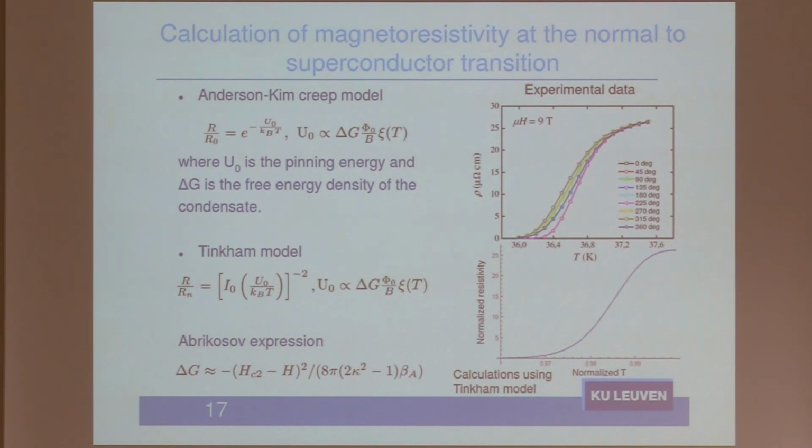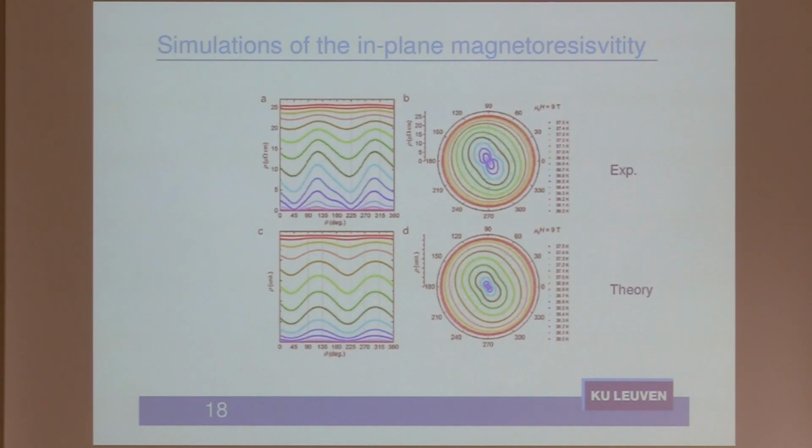They agree quite well. So we can simulate the resistivity curve. And then with this model, we simulate the in-plane magnetoresistivity. This is experimental, and this is the theoretical. Qualitatively, at least, it reproduces quite well the change of magnetoresistance.